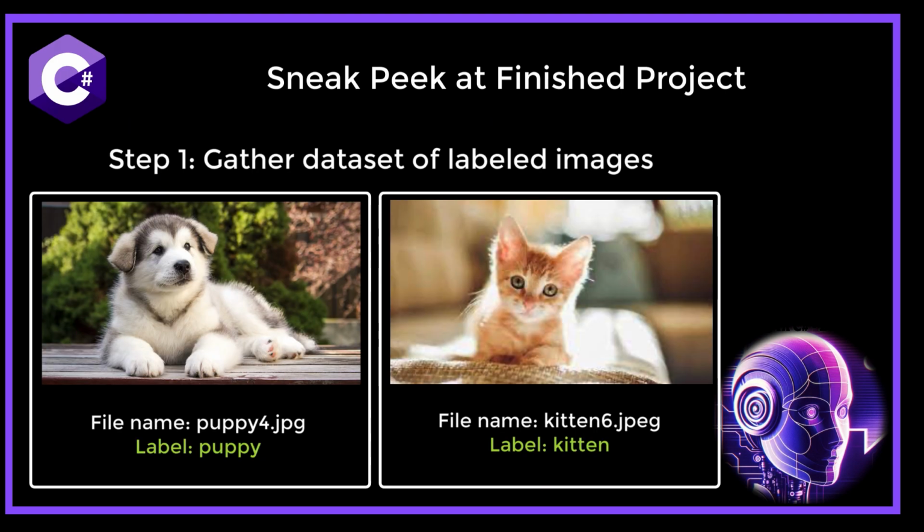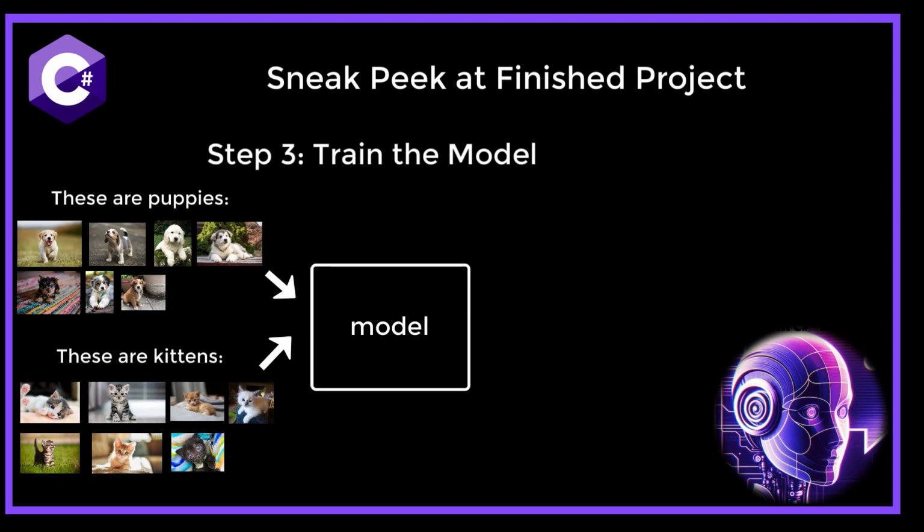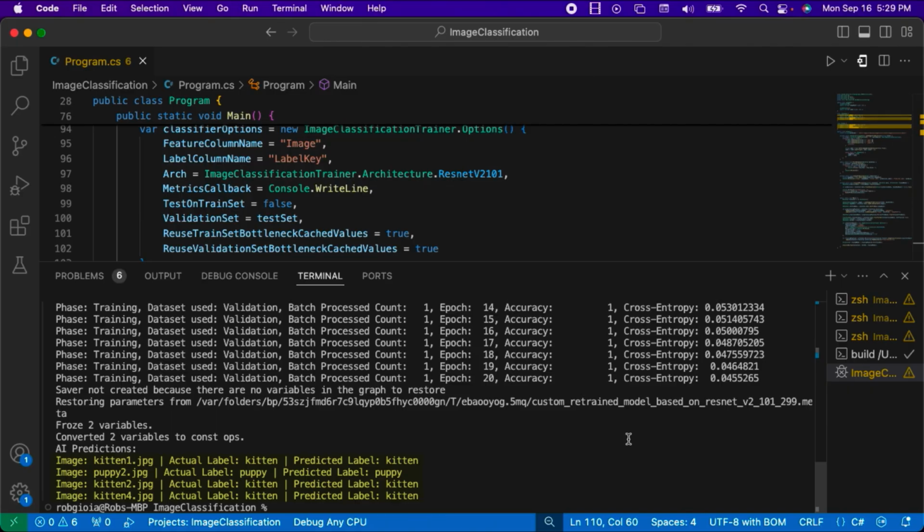Well, we'll start by gathering a dataset of labeled images of puppies and kittens. Then, we'll pre-process the images to ensure they're all the same size and format. After that, we'll use ML.NET to train a machine learning model on this data. In our code, we'll use ML.NET's powerful APIs to load the image data, define our machine learning pipeline, train the model, and evaluate its performance.